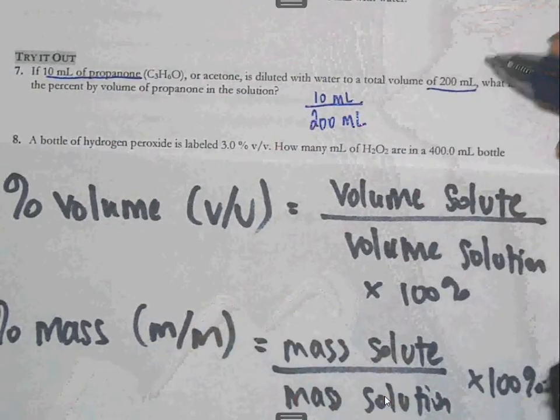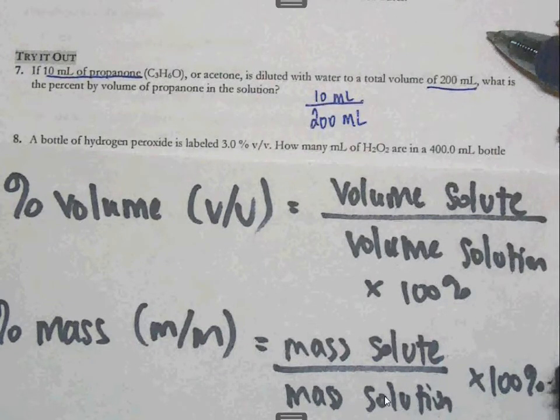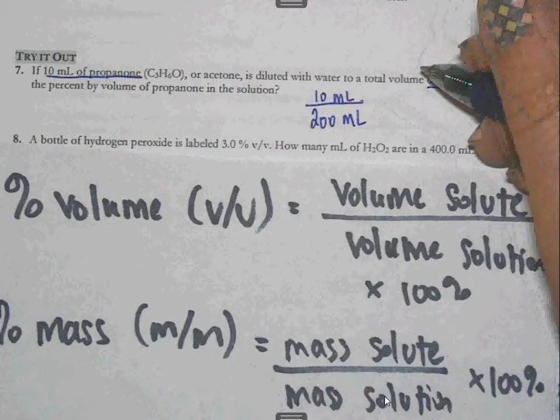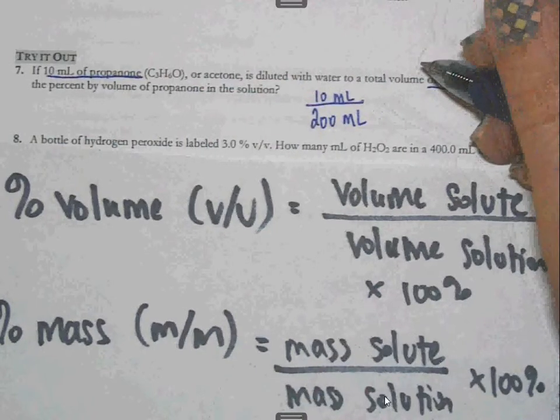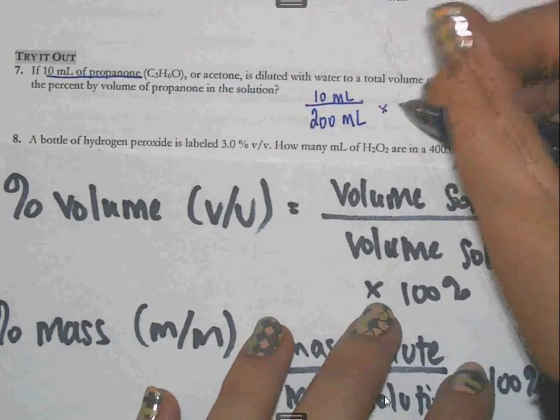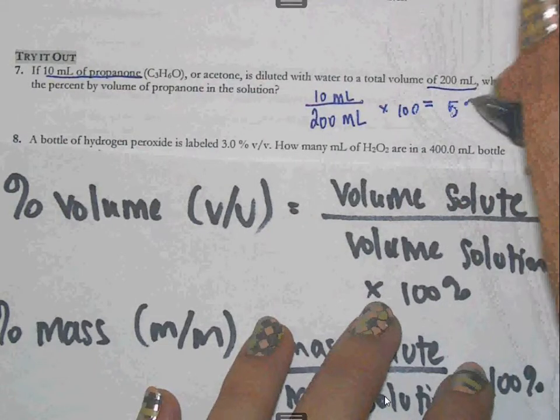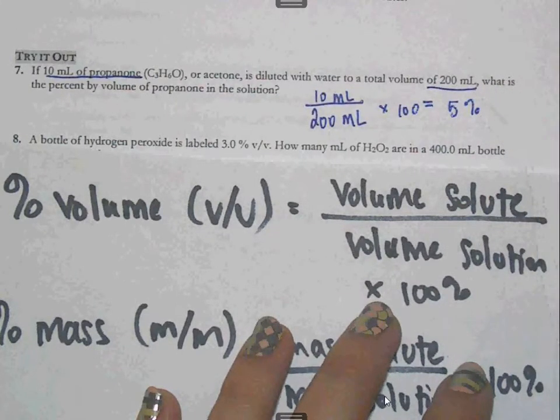Now notice I did use milliliters in here, and it's perfectly acceptable to use milliliters here because they're both the same. So there's not a problem with that. That's going to end up being multiplied by 100. That's 5%. That's a 5% propanone solution.